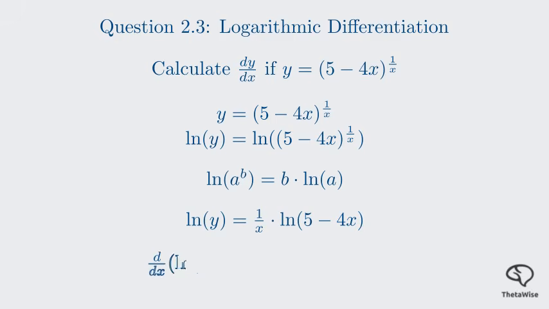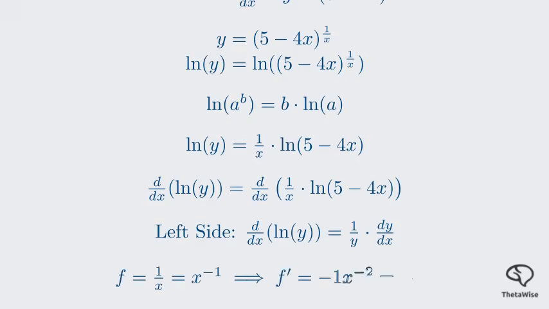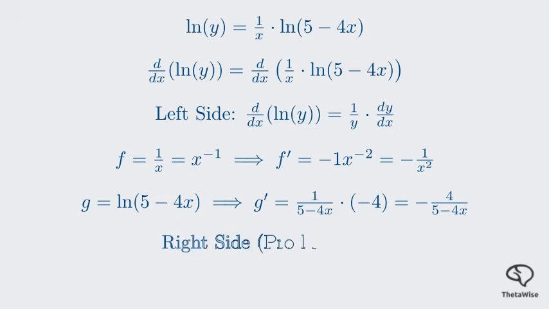We will differentiate the left side, ln y, and the right side, the product of 1 over x and ln(5 minus 4x). On the left side, we use the chain rule. The derivative of ln y is 1 over y times the derivative of y with respect to x, which is dy/dx. On the right side, we must use the product rule. Let f be 1 over x and g be ln(5 minus 4x). The derivative of f is negative 1 over x squared. The derivative of g using the chain rule is 1 over (5 minus 4x) times the derivative of (5 minus 4x), which is negative 4.